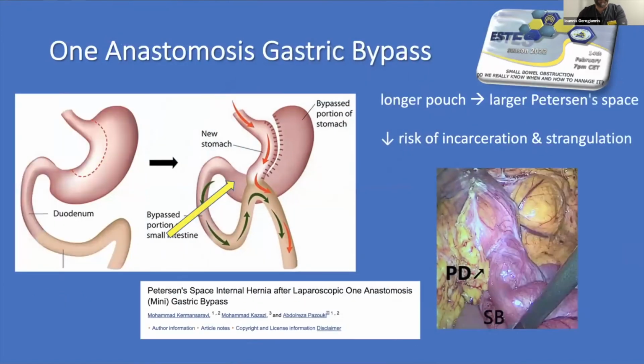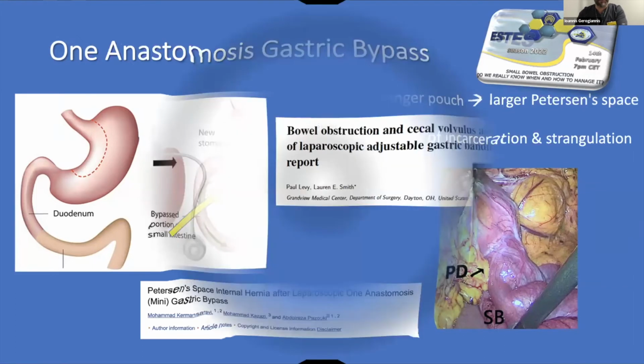With one anastomosis gastric bypass, you still have the Petersen space, but it's a little bit more wide, with a longer pouch. That means there is a high risk of internal herniation, incarceration, strangulation, but it's a little bit less than a Roux-en-Y gastric bypass. And this is what was shown in the literature.